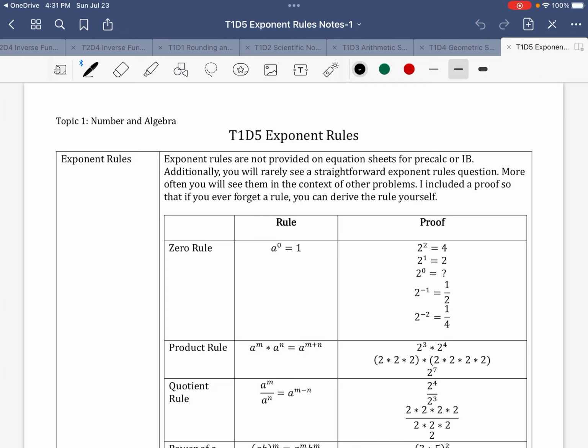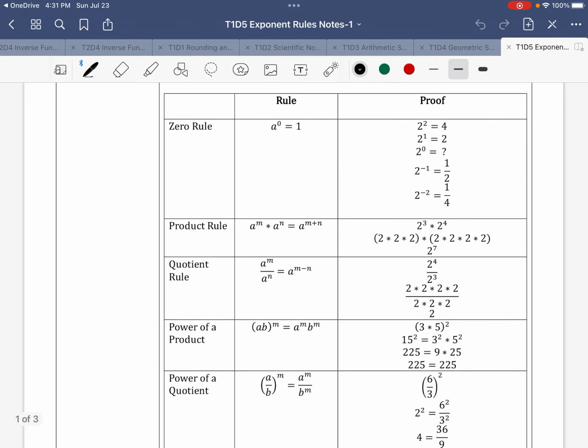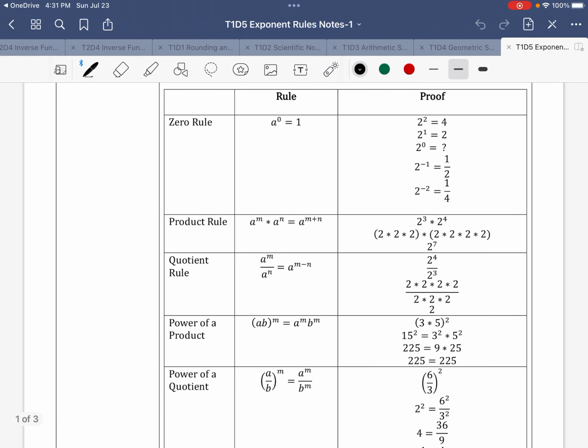Our first rule is a zero rule, which just states anything to the 0th power always equals 1. And the way that we can remember this is by writing out 2 to the 2nd power, 2 to the 1st power, 2 to the 0th power, 2 to the negative 1st power, and 2 to the negative 2nd power. And by using a calculator or what we already know about exponents, we can fill in 4, 2, and then 2 to the 0th power is what we're trying to figure out, and then 1/2 and 1/4.